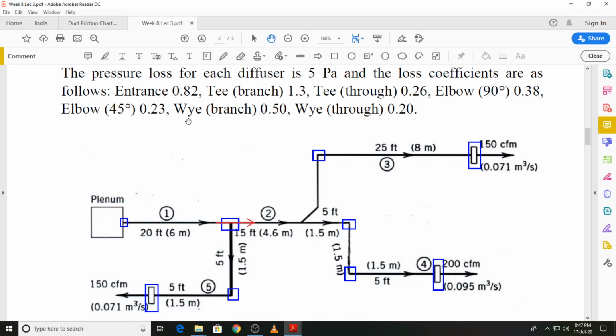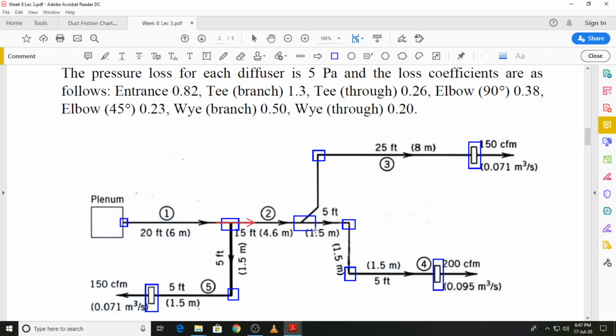Before that, we have two more loss coefficients, Y branch and Y through. So the Y connection is what you can see over here. I will again mark it out.